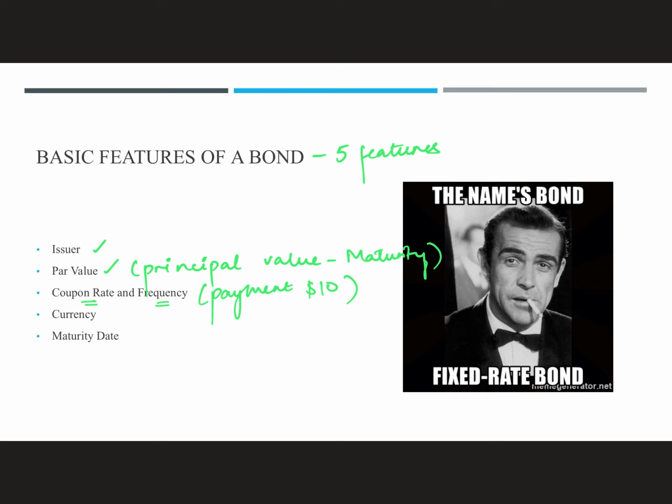We'll go much more into detail on them again. Then the currency in which the bond is issued and in which the payments will be given, and then the maturity date. So five broad features of a bond: who is the issuer, what is the par value, the coupon rate, currency, and the maturity date. Let's go into details of each one of these.